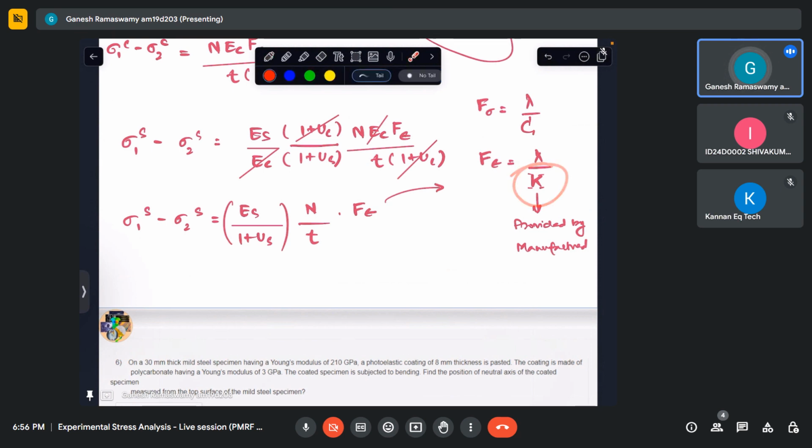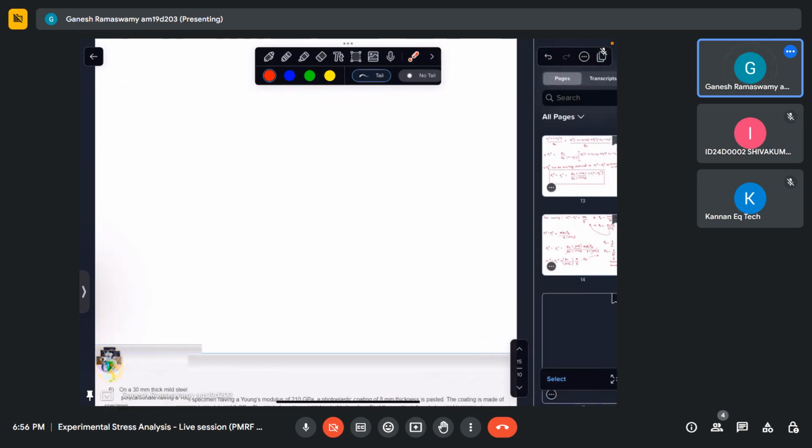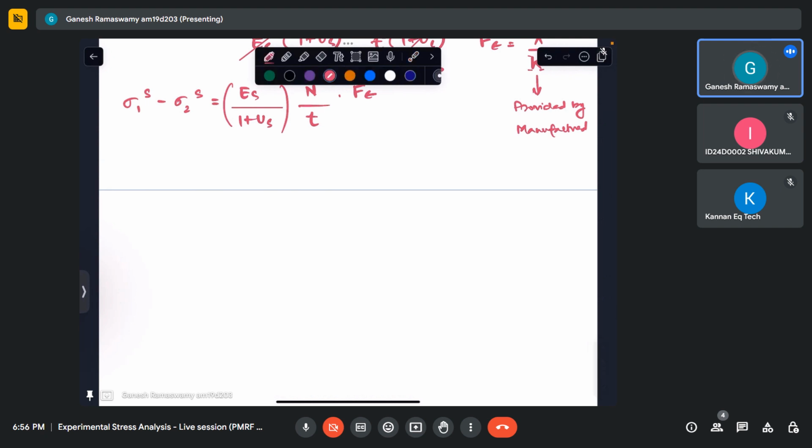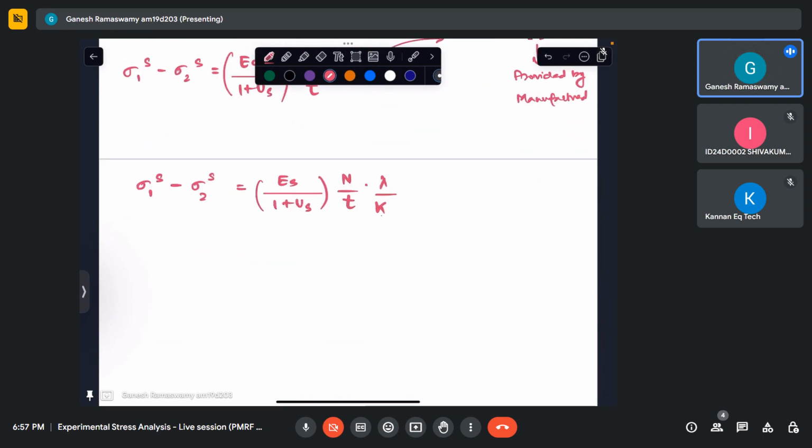Sigma 1s minus sigma 2s, which is what we are trying to study, will be Es upon 1 plus mu s into n by thickness into lambda, the wavelength of the light, by the strain coefficient of the coating. So this is the actual relation that we are trying to see, but this is for an ideal case where reinforcement effects are negligible.